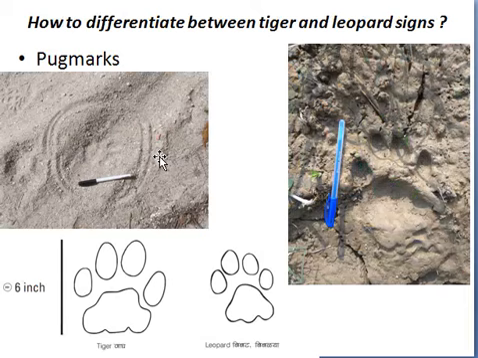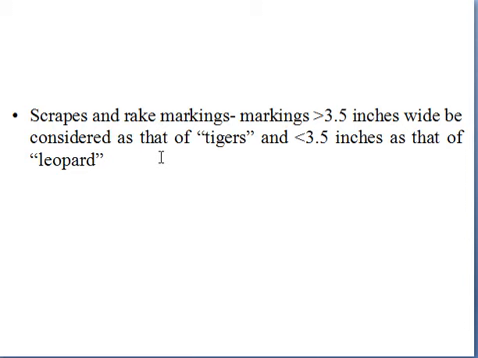Now, how do we differentiate between tiger and leopard signs? You can see in the figure there are two different pug marks, and below this figure we can see the drawing of tiger pug marks and leopard pug marks. You can view and differentiate with the help of these figures. Furthermore, scrapes and rake marking less than 3.5 inches wide are considered as those of a tiger and more than 3.5 inches as those of a leopard.